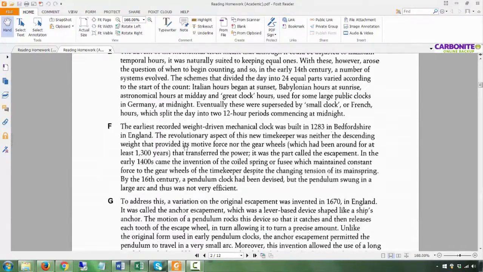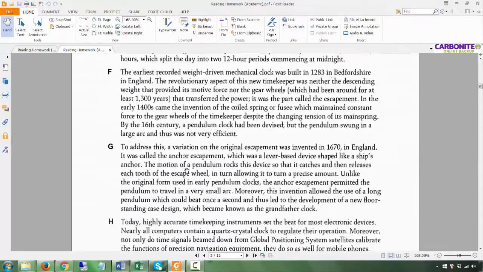So it's a description of the origin, so when it began. Okay, so by the 16th century, a pendulum clock had been devised. Then it goes on to talk about certain aspects of the pendulum clock here, but you're talking about the origins, the beginning. So this is when it was really pretty much invented. All right, so that will be F and not G.